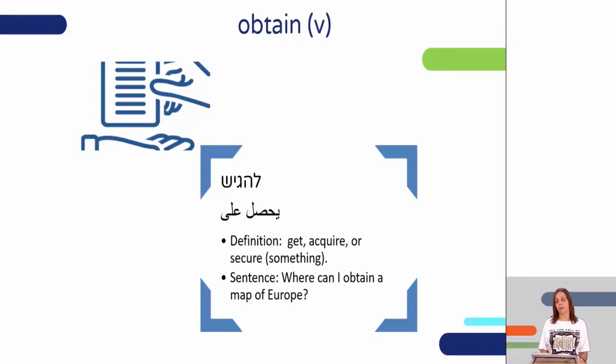So now we have the verb obtain. Obtain is to get something, to acquire something, or secure something. Here we have a sentence. Where can I obtain a map of Europe? Or where can I obtain a new camera? How can I obtain the address of the principal? Whatever. So here we have the meaning of the word obtain: to get, to acquire, and to secure something.